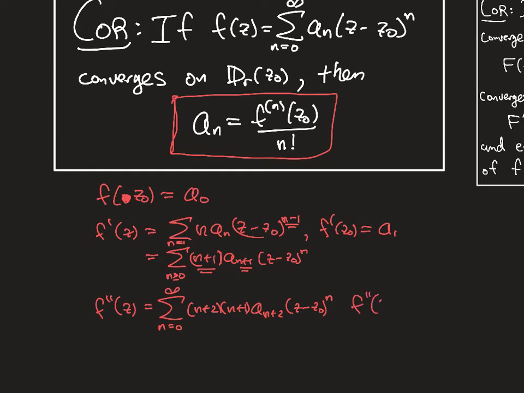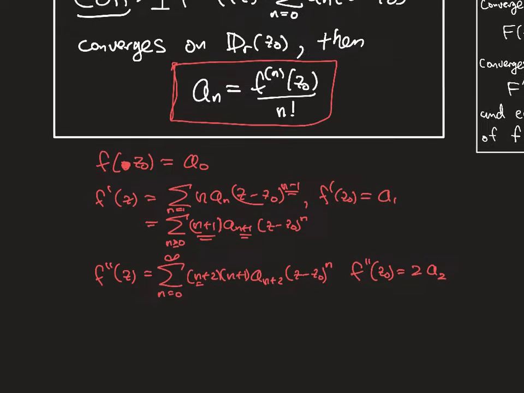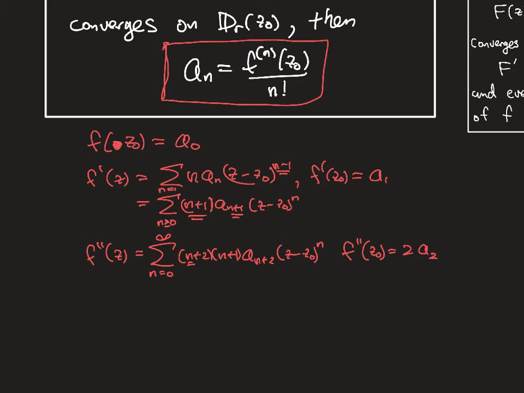And then you get the second derivative at z naught. Well, I'd get that by putting in 0 for n. So we'll get 2 times a2. And so far the formula is correct, but you'd have to do this multiple times. And you can get the full formula for, say, the nth derivative if you just keep following the pattern here.